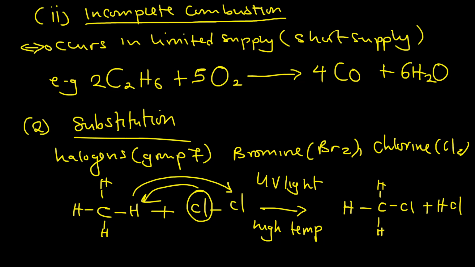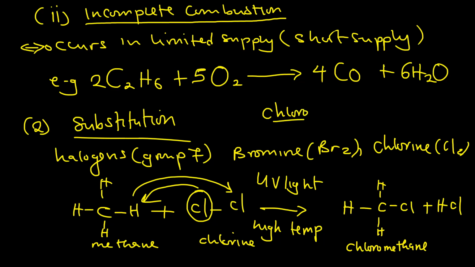So this is called chloromethane. It's no longer called methane, but instead it's called chloromethane. And of course, this is methane, then this is chlorine. So chlorine, when it reacts, becomes chloro. That is the reason why it is chloromethane.